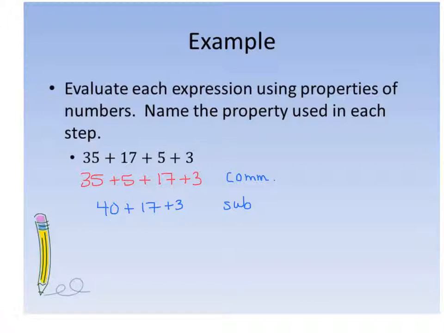Now, order of operations would say that I want to add 40 plus 17 next, but maybe I want to add 17 plus 3. So what I'm going to do is I'm going to put parentheses around 17 plus 3. That's the associative property. So then I can actually do 17 plus 3 and get 20. So another substitution. And then end with 60, and that would also be substitution. So I've used commutative and associative to put the numbers where I want them to make the math a little easier.